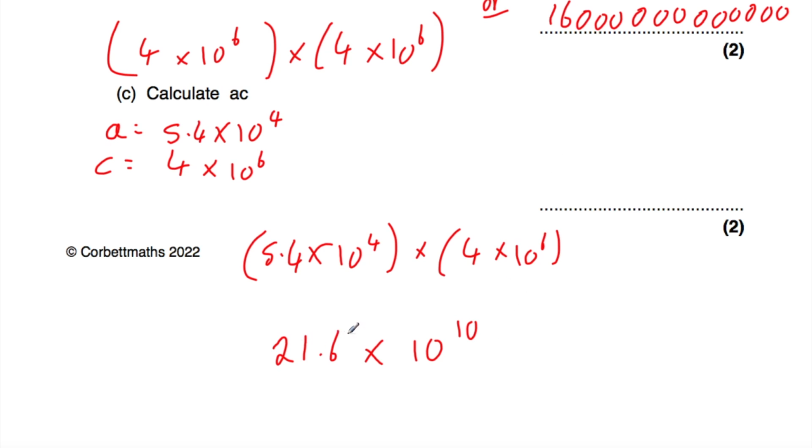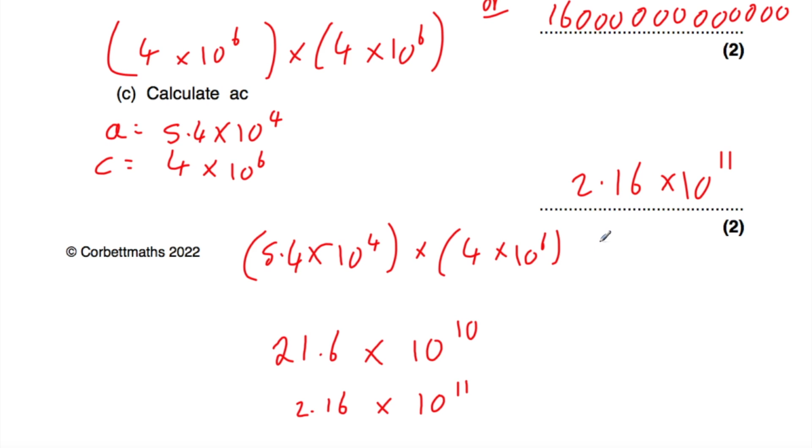Now at this point, you could just move those digits 10 columns to the left and write it as an ordinary number. I'm just going to write this one in standard form. It's just a little bit easier. We could divide this by 10 to get 2.16. And if you divide this number by 10, you need to multiply this one by 10. So you need to increase the power by 1. So it'll be 2.16 times 10 to the power of 11.